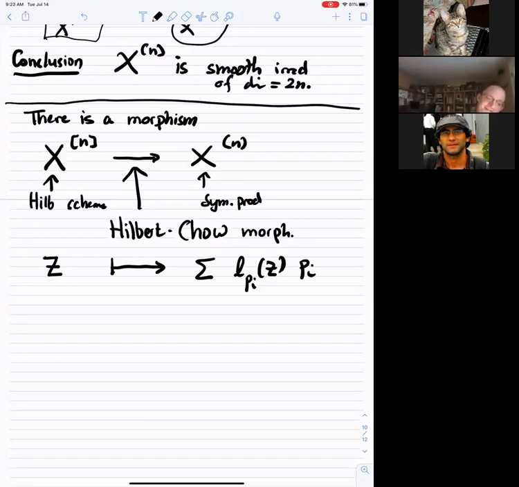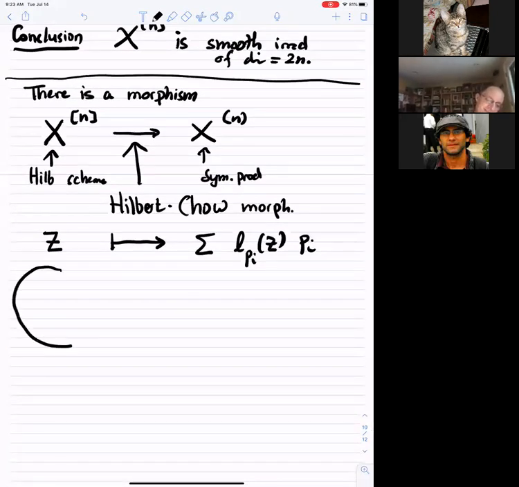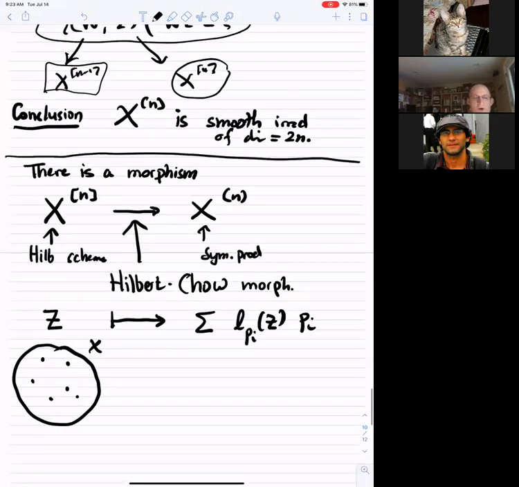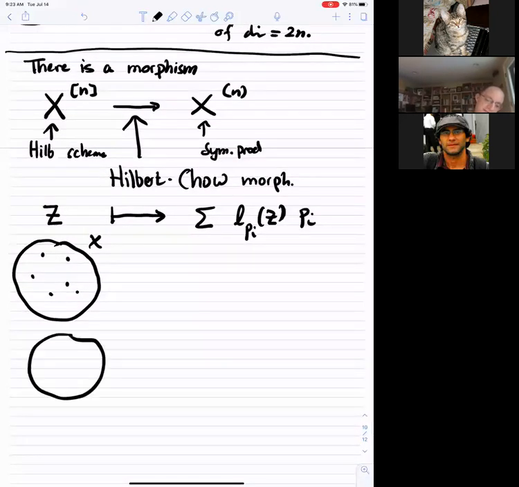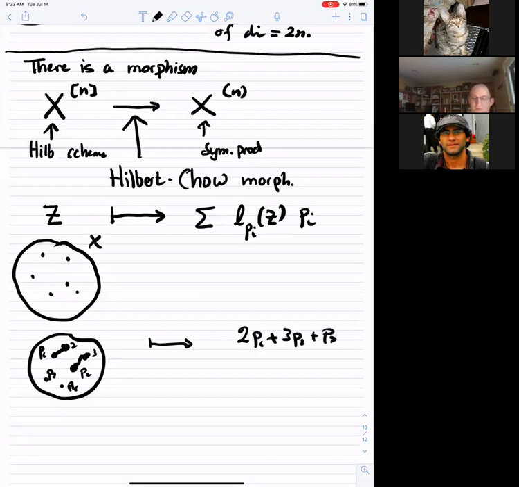In other words, here is your X. If you had n distinct points, you just send it to the corresponding point in the symmetric product, right? But if you had, for instance, a multiple point, maybe you have a double point, maybe you have a triple point, and maybe you have two simple points. So let's call this P1, P2, P3, P4. I said this was a double point, this was a triple point. And what you do is you send this thing to 2P1 plus 3P2 plus P3 plus P4, okay?